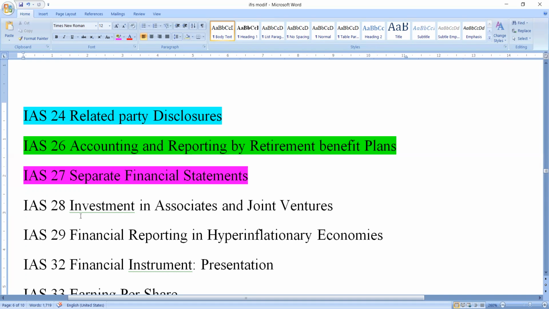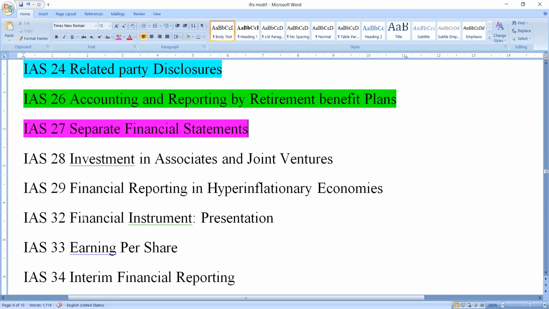Next, we are moving on to International Accounting Standard 27, related to separate financial statements. It gives the information relating to the financial statements in an organization. We should maintain separate statements for each and every branch of the organization. Each and every guideline is given in International Accounting Standard 27. After that, the next one is International Accounting Standard 28. International Accounting Standard 28 tells us about investment in associates and joint ventures.